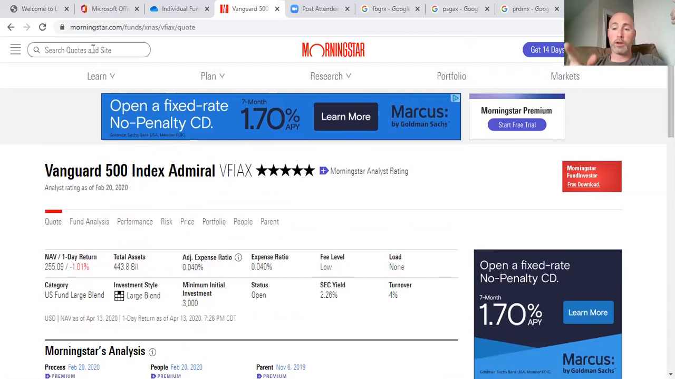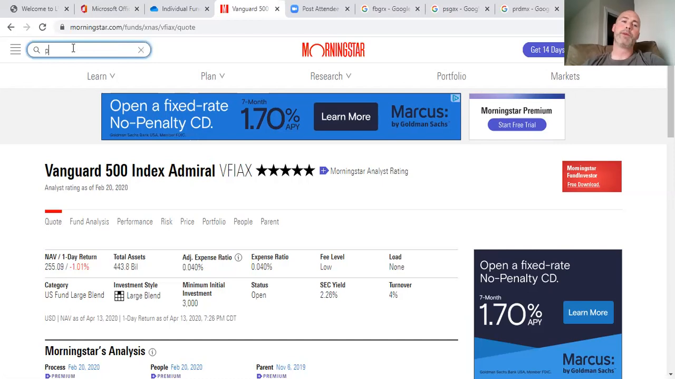25% of my money is in large cap, 25% is in mid cap, 25% is in small cap, and 25% used to be in international. About 2 years ago, I sold it. So I'm 33, 33, 33.